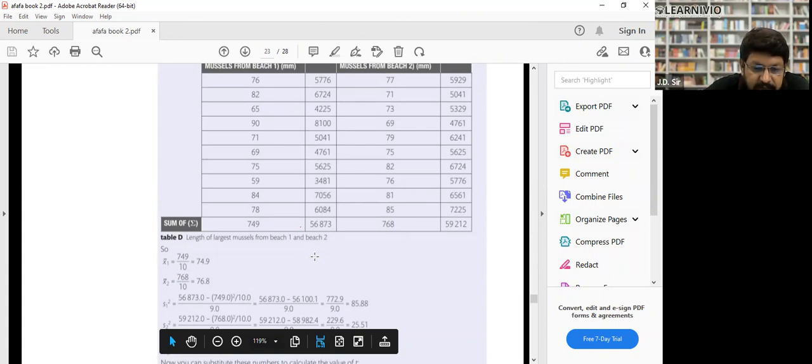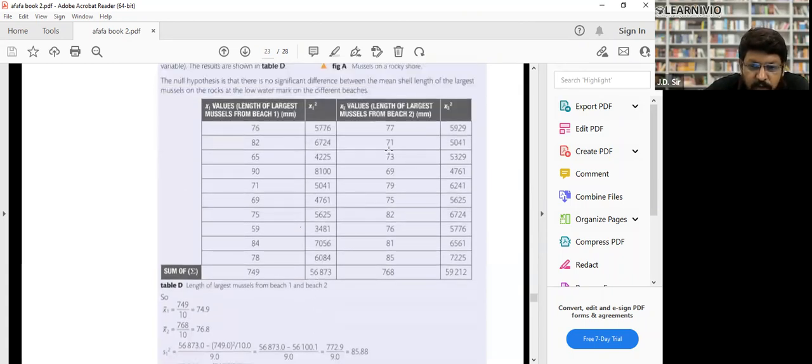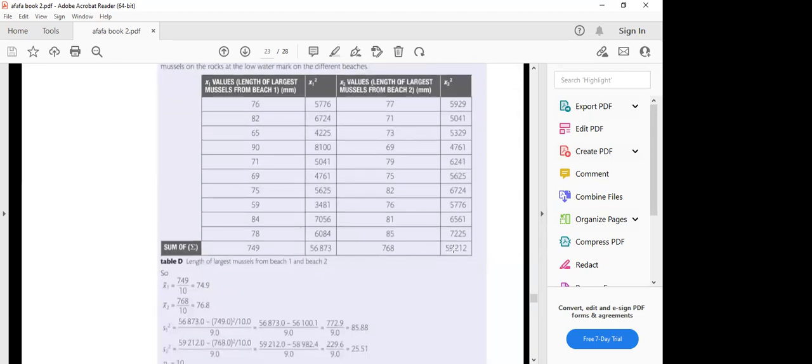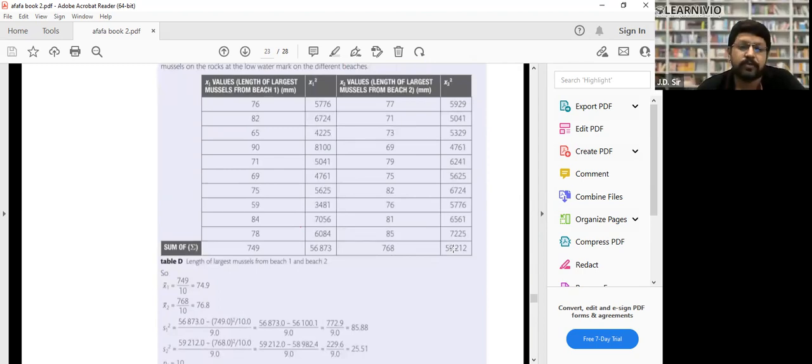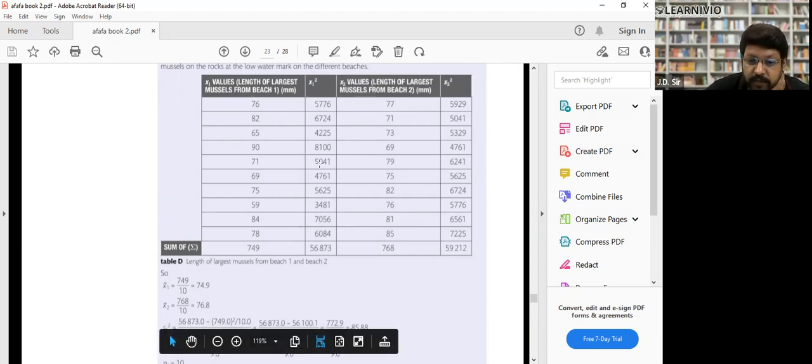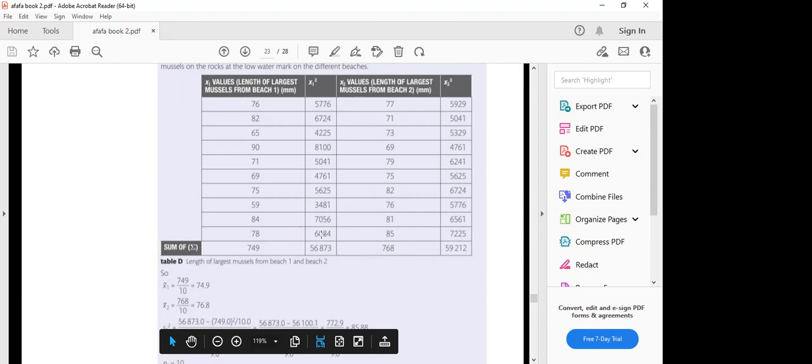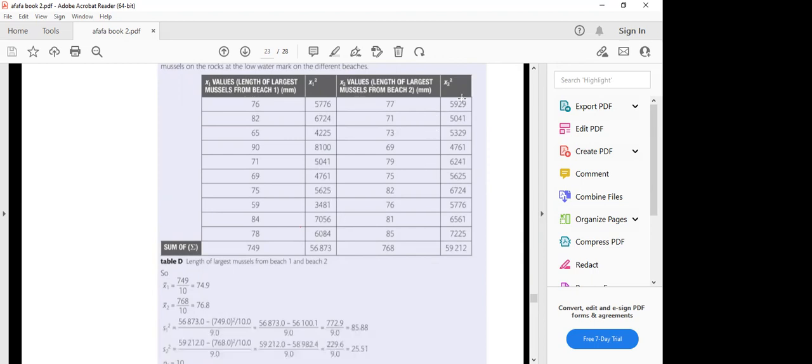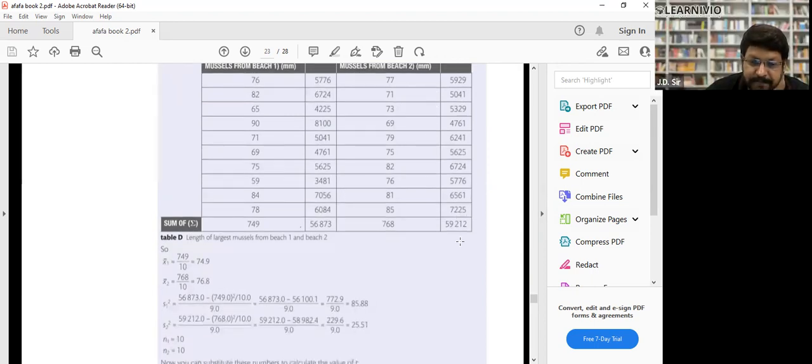56837, right? Now what is the sum of this one? So x1 square is the square of each x1 value. Exactly. And what is s1 square? S1 square is the sum of these values. Okay, sum of the values. Right. And s2 square is the sum of these values, right?